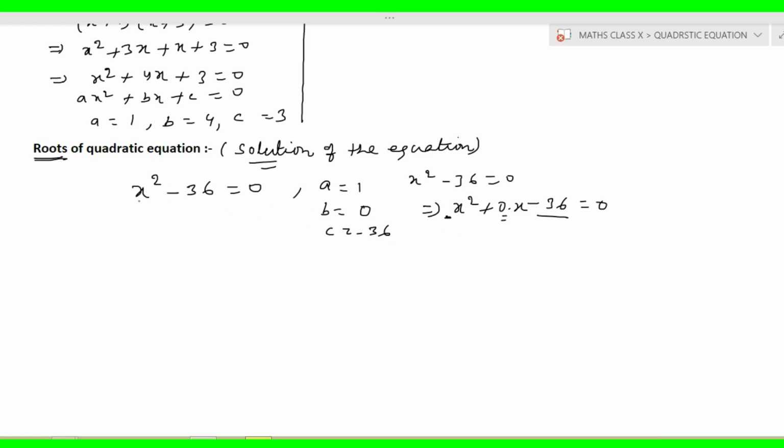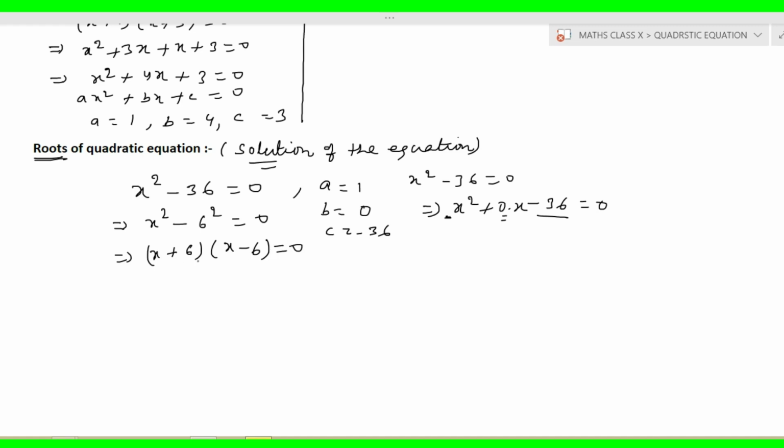Now suppose we want to solve this equation. It is quite easy to solve. The x square minus 36 can be written as x square minus 6 square equal to 0, and by using the identity a square minus b square, we can write x plus 6 into x minus 6 is equal to 0.